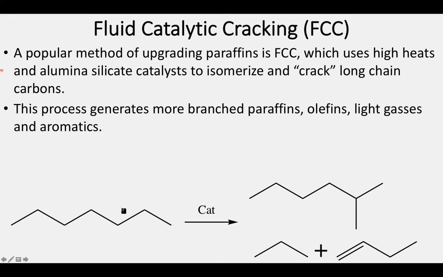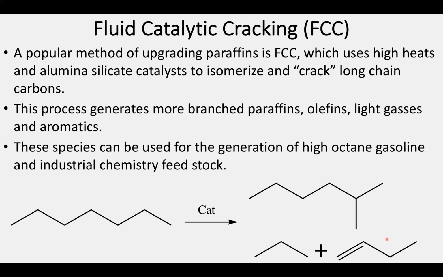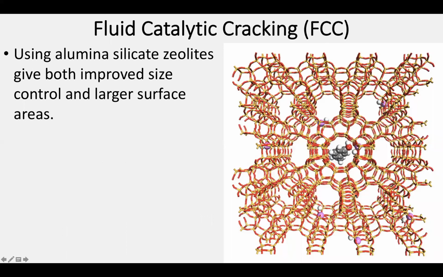But you can also tend to cause some breaking where you're going to make an equal amount of a short chain paraffin, which can, again, be more likely to be used in one of these industrial chemistry processes or in gasoline. And then you're going to also make some olefins, which, again, are much more likely to be used as gasoline, and again, are also much more useful as, say, a precursor for making plastics. And so, again, this process is very good for the generation of our gasoline and industrial chemical feedstocks.